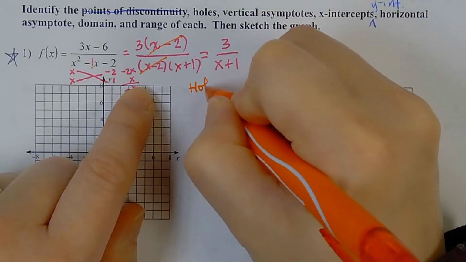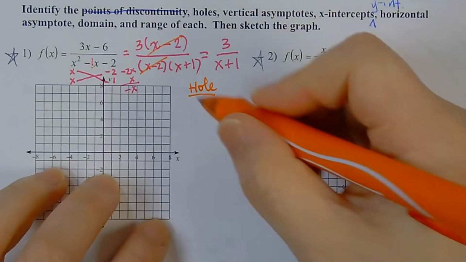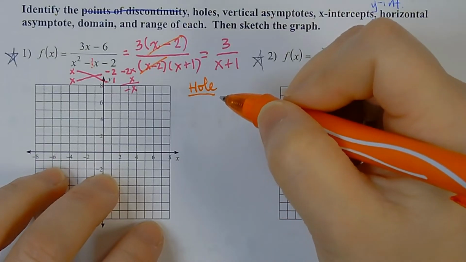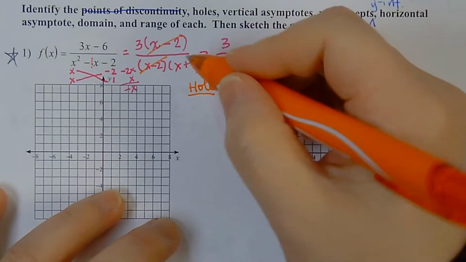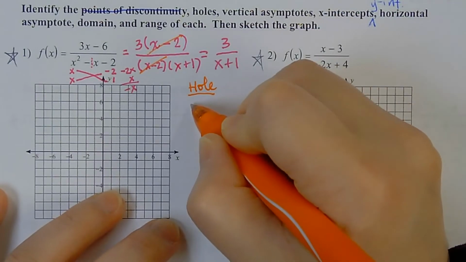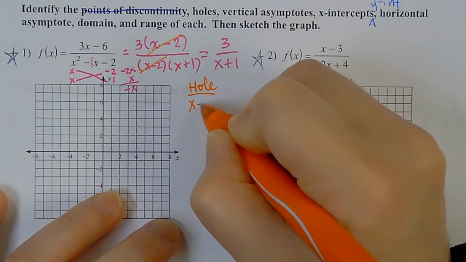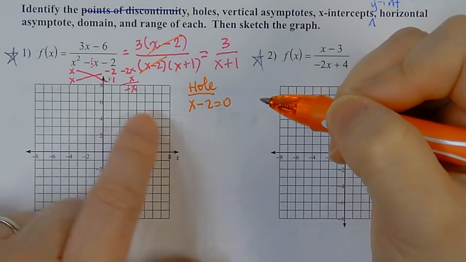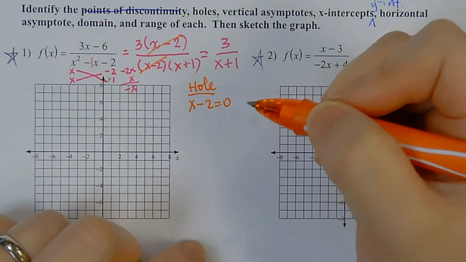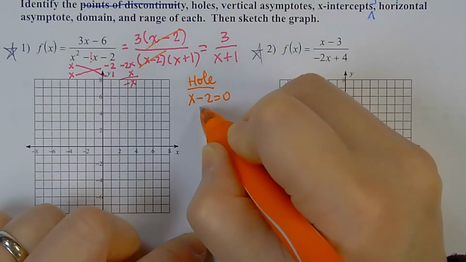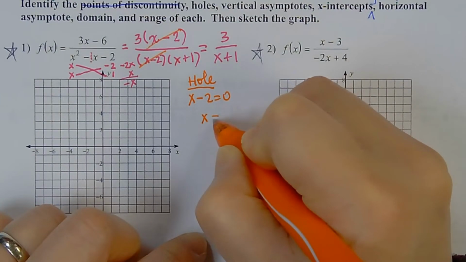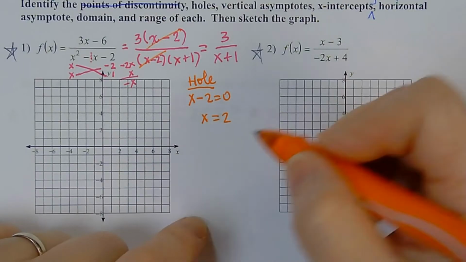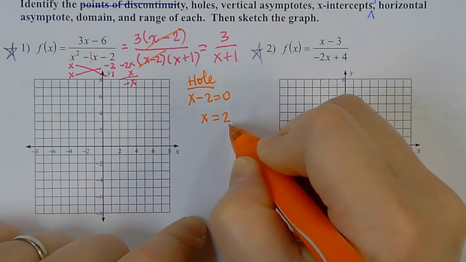So I'm just going to talk about the hole right here. I like to label what I'm doing so that when I look back at it later, I know what it is. So here we go. I know x minus 2 cannot equal 0, so I'm going to let it equal 0 so I can figure out what the hole is. If I add 2 on both sides, x equals 2, of course 2 minus 2 equals 0. So we know that the x-coordinate of the hole is at 2.